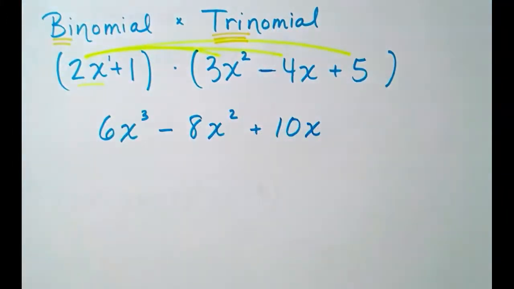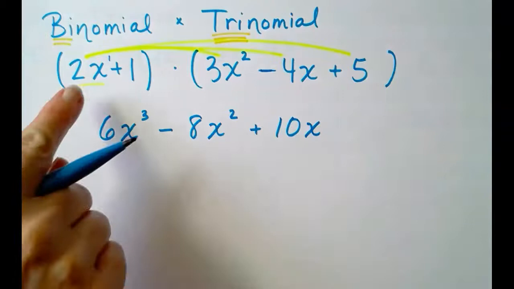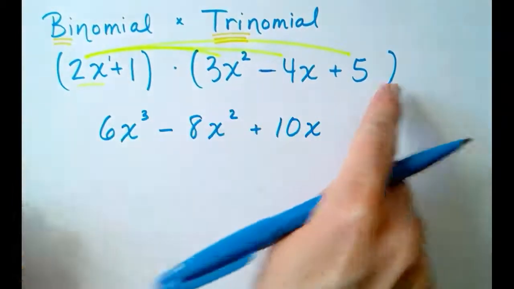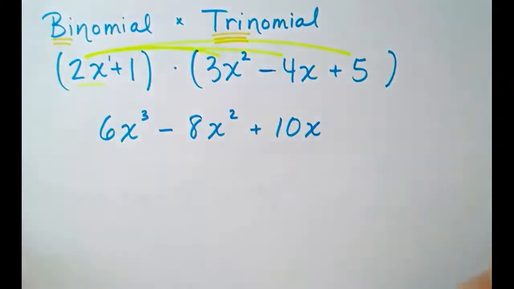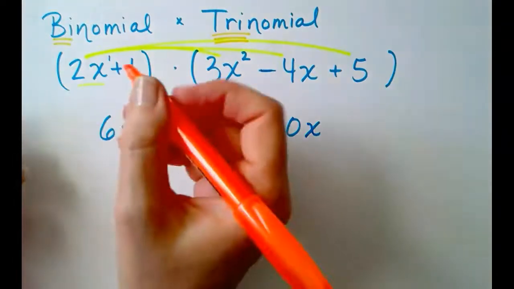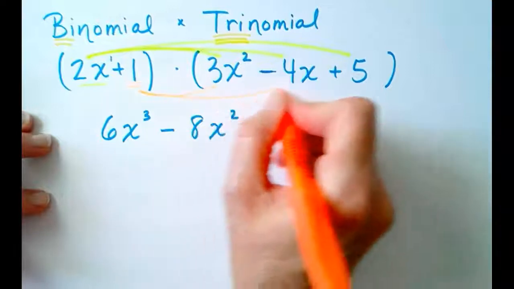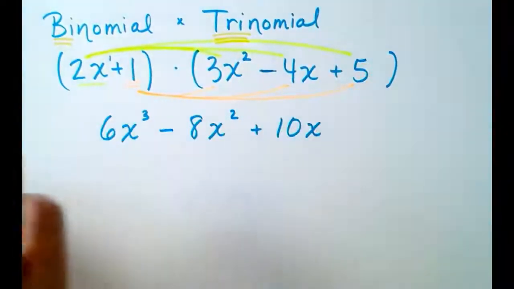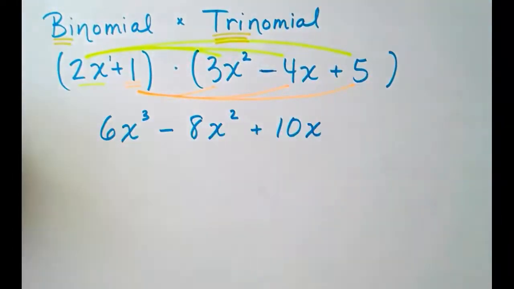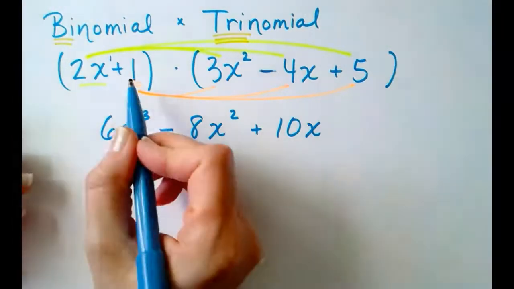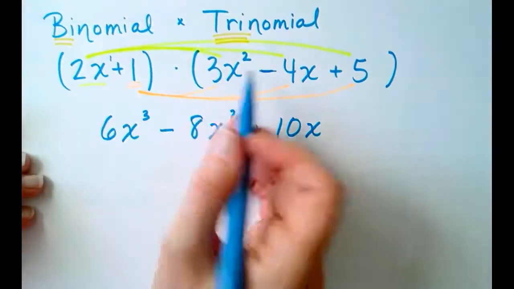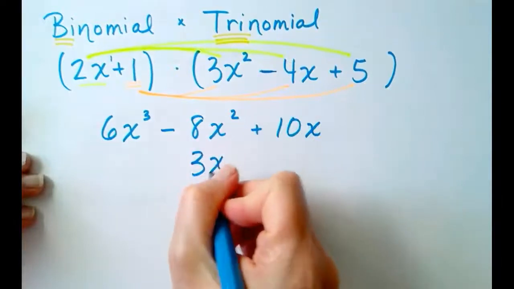So we just took the 2x, which was the first term in the first set of parentheses, all the way through the second set. Now we're going to take the second term and take it through the second set of parentheses using the distributive property again. So 1 times 3x is positive 3x squared.